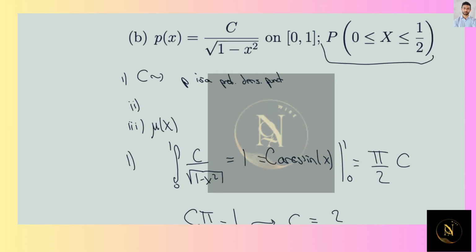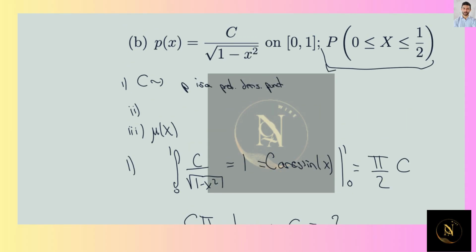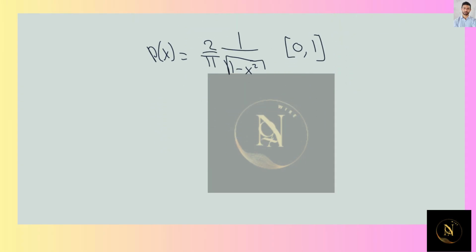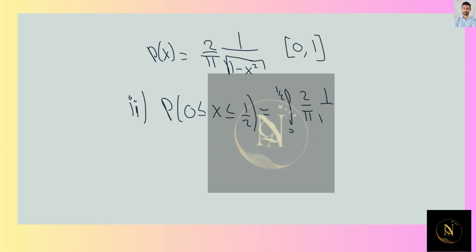Now, for part 2, we want to know what is the probability of finding x from 0 to 1/2. So, in this case, what we need to do is to find this value. And this is going to be directly the integral from 0 to 1/2 of 2 over pi times 1 over square root of 1 minus x squared dx.